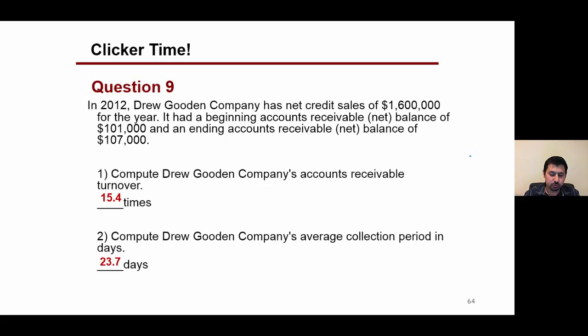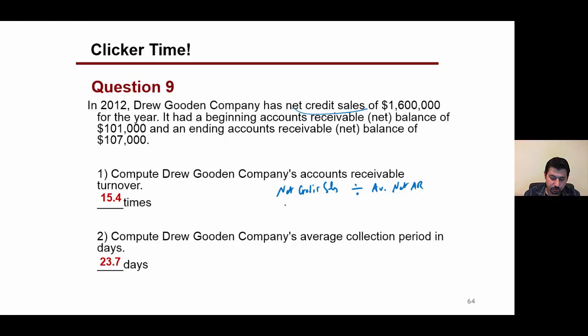In 2012, Drew Gooden Company has net credit sales of 1,600,000 for the year. It had a beginning accounts receivable net balance of 101,000 and an ending balance of 107,000. To compute the accounts receivable turnover ratio, how do we calculate that? We need to divide the net credit sales by the average net accounts receivable.